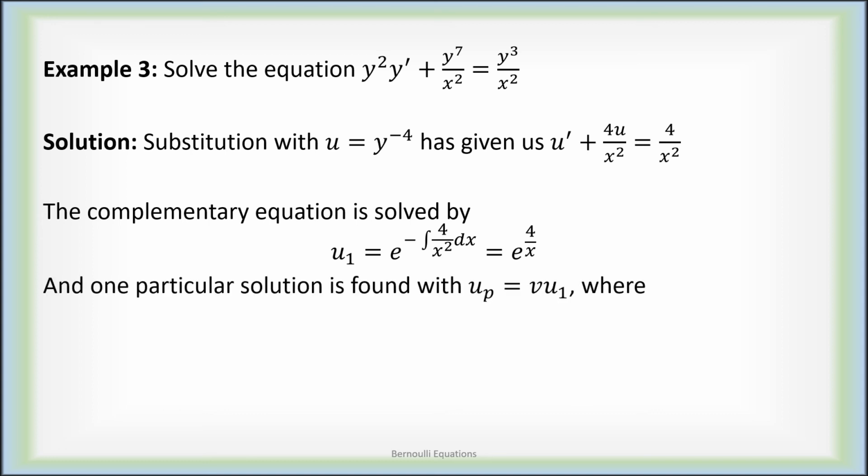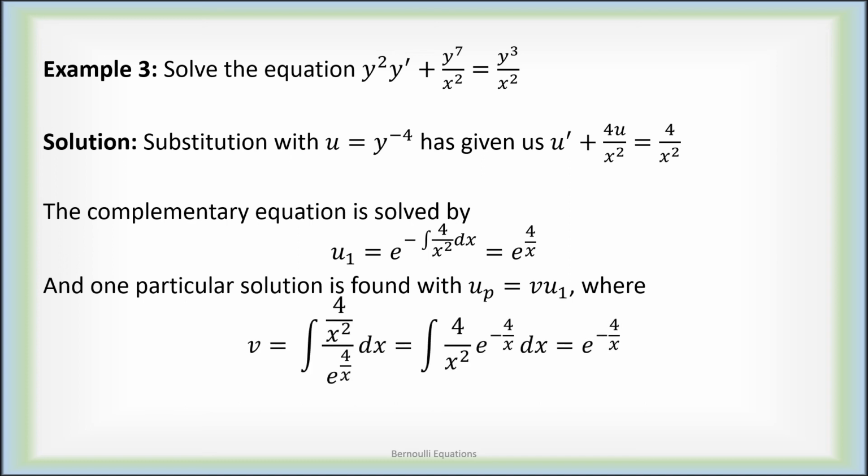Then we have to find one particular solution, u_p equals v u1, where v is the integral of this function, 4 over x squared, over the single solution to the complementary equation that we found, e to the 4 over x. So we have to integrate this. Okay, notice that a u substitution takes care of this quite nicely. If u is negative 4 over x, well then du is 4 over x squared dx, so that worked out nicely, and we don't need a constant of integration in this technique.